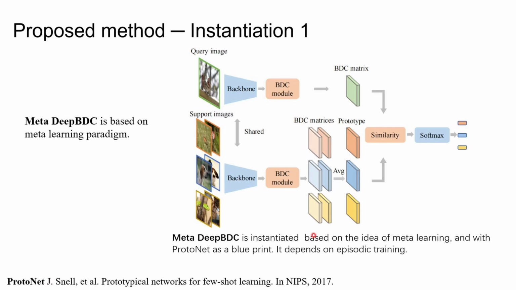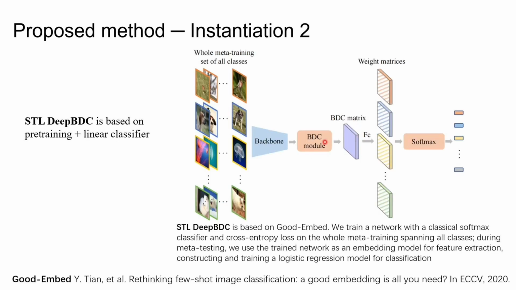Next, we will introduce how our BDC module is applied in two few-shot learning paradigms. The first is MetaDeepBDC. It builds on ProtoNet. We replace the original mean vector with our BDC matrix as the final image representation. The second is the simple transfer learning framework. The STL-DeepBDC is based on Baseline. We use the BDC matrix of the input image to train a classifier for the novel task.